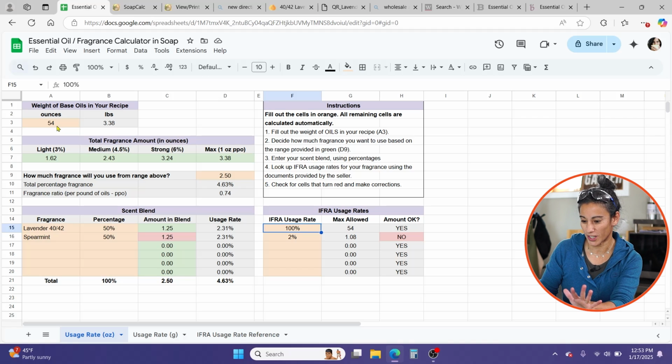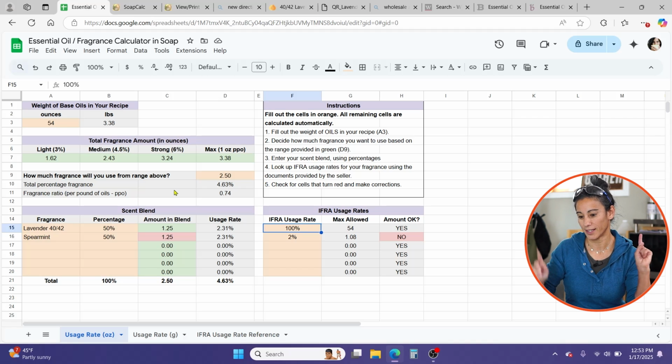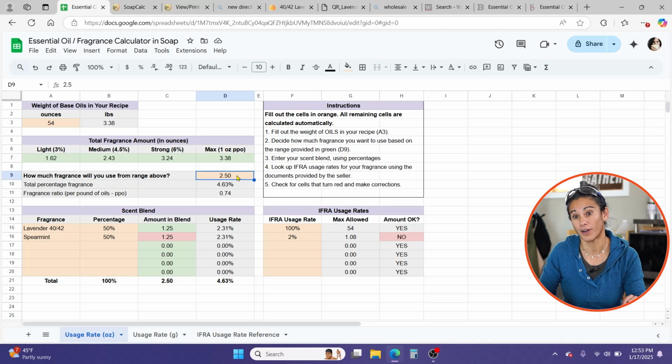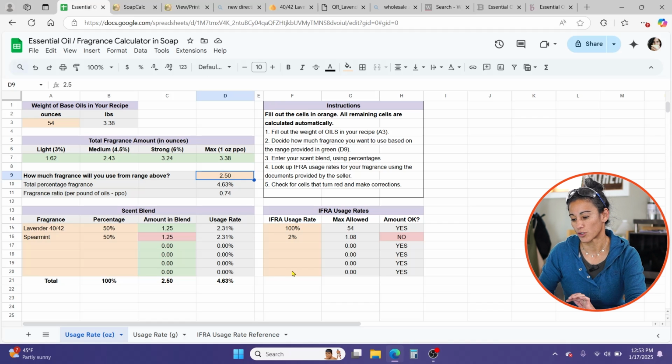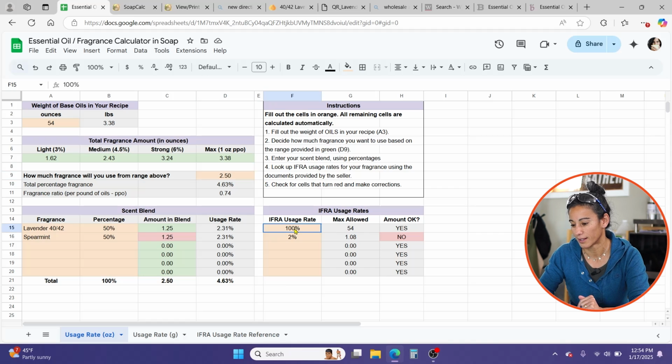There's the usage rate in the product. That's number one. We've figured out 2.5 ounces. Okay, that's the usage rate. Now let's figure out our blend based on that usage rate. So now we're talking about essential oil and fragrance oil usage rates, which is different. So hopefully that's not confusing. Hopefully this spreadsheet sort of clarifies that. But if you have any questions, definitely drop them in the comments and I'll try my best to answer everything.